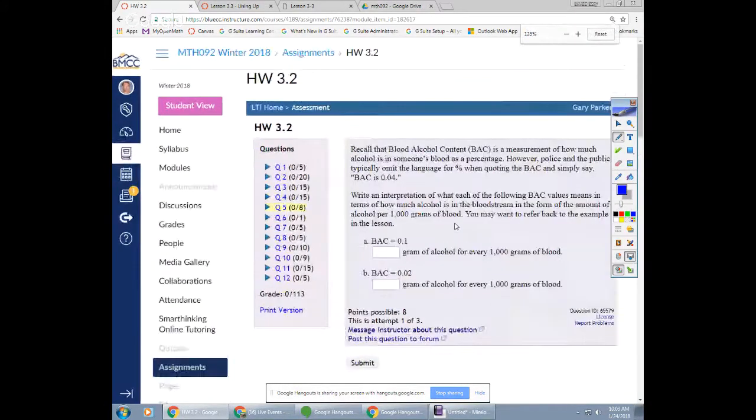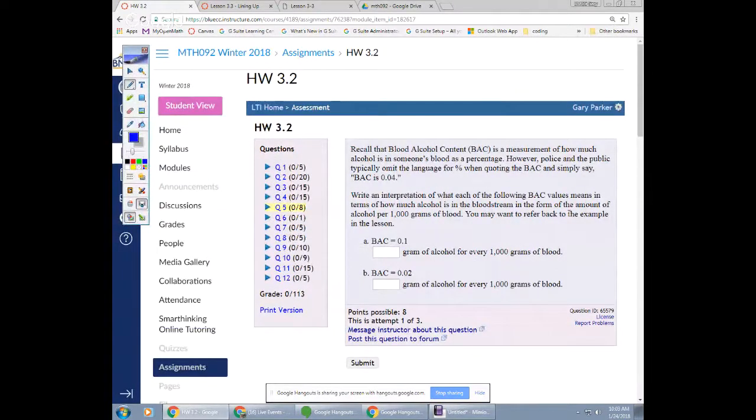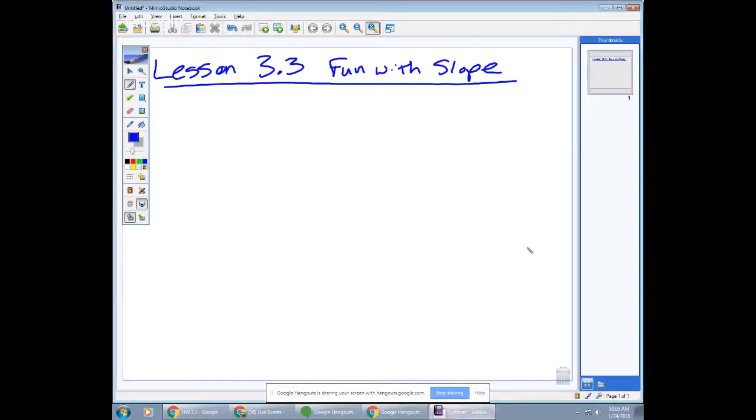So just a reminder of what BAC means. It's the amount of alcohol per amount of blood, and that's both measured in grams. So here, if they give us a BAC of 0.1, what does that really mean? What does 0.1 represent? Thousands.